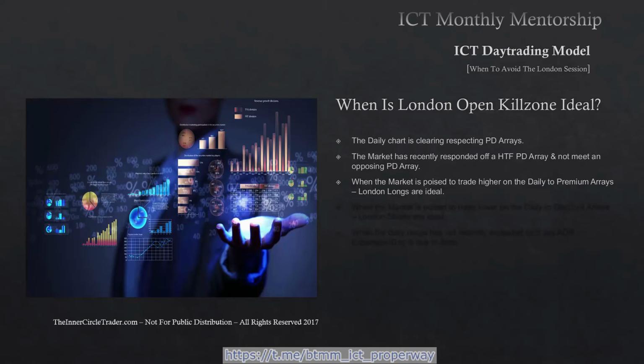When the market is poised to trade lower on the daily to a discount array, London shorts are ideal. It's the same scenario, just reversed from the previous point. If we have just recently traded off of a premium array and we're going to be reaching down into a discount array, that means a bullish order block, closing a fair value gap below market price, closing a liquidity void below market price, or trading down below an old low. The market is poised to make a low resistance liquidity run to a discount. If we see that scenario on the daily, London shorts are ideal.